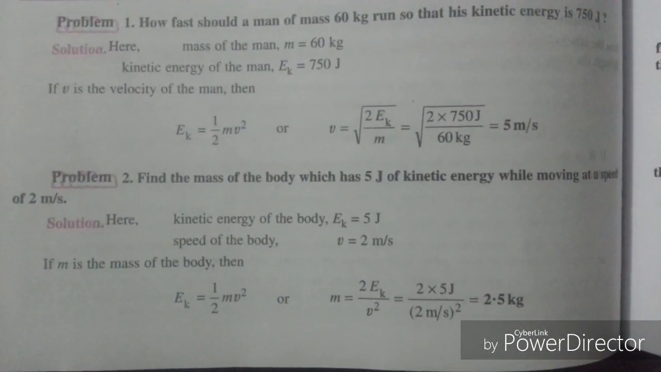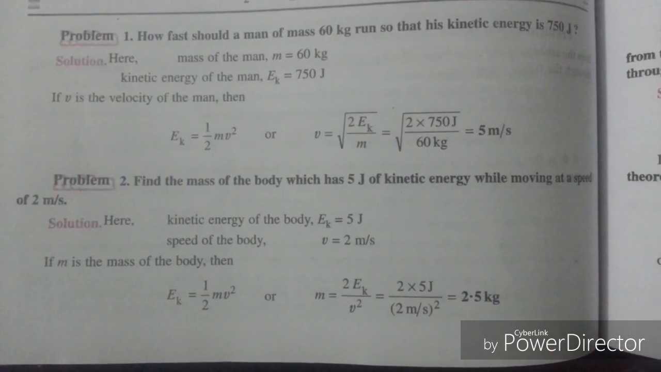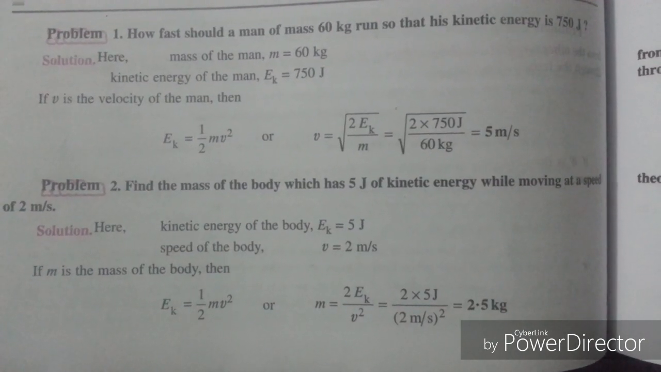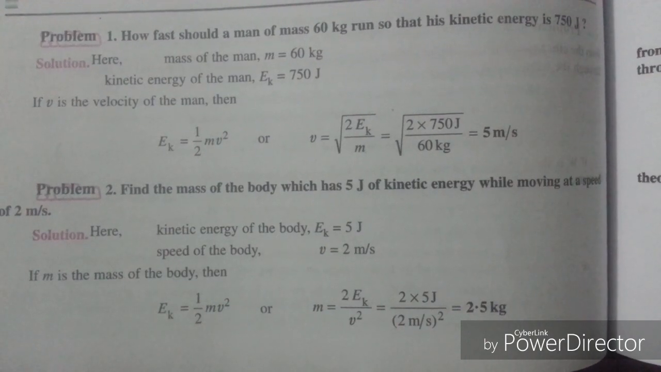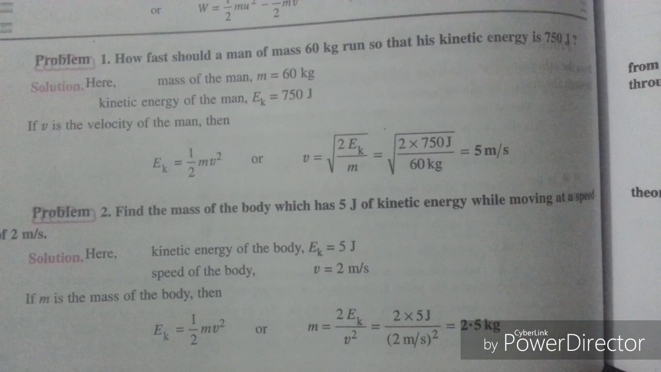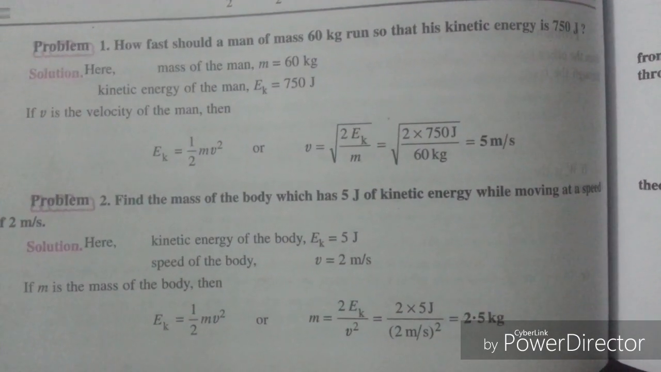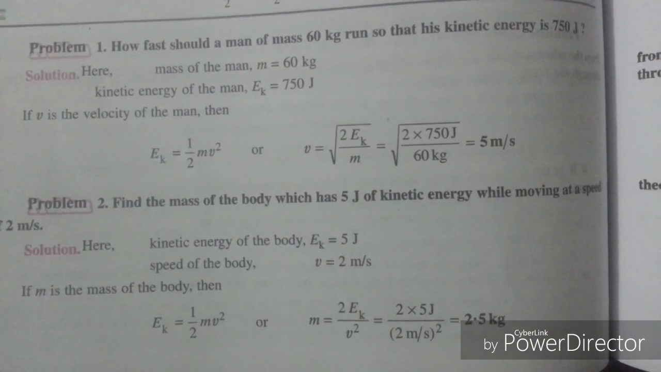Find the mass of the body which has 5 joule of kinetic energy while moving at a speed of 2 meter per second. Here kinetic energy of the body is 5 joule, speed is 2 meter per second, and mass we can find again with the same formula of kinetic energy, half mv square. So the answer would be 2.5 kg. Now let's move towards the third problem.